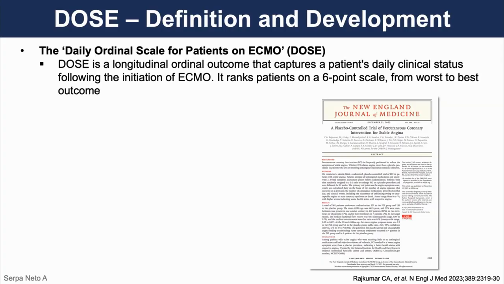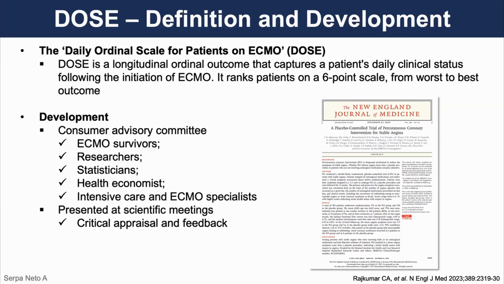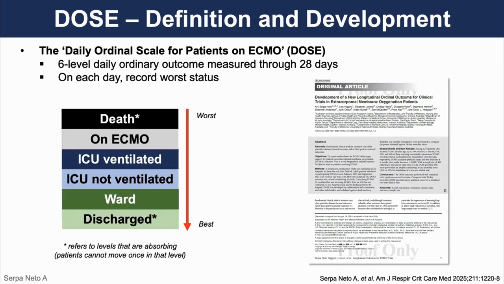So we used this as a starting point, and then we developed the outcome by discussing first with a consumer advisory committee, including ECMO survivors, researchers, statisticians, health economists, and intensive care and ECMO specialists. And this was also presented at scientific meetings to collect critical appraisal and feedback. And then we ended up with this outcome. It's a 6-level daily ordinal outcome measured through 28 days, from day of randomization to day 28. And on each day, we record the worst status of the patient. So it goes from death, which is the worst outcome, to discharged alive, which is the best outcome.